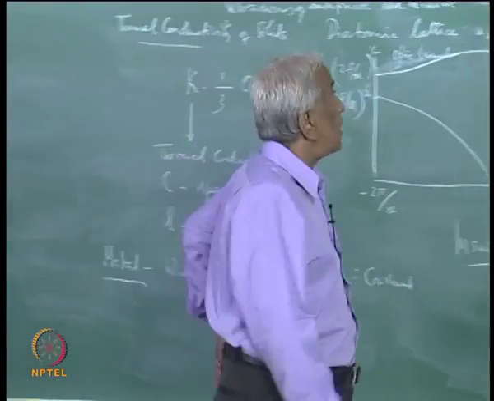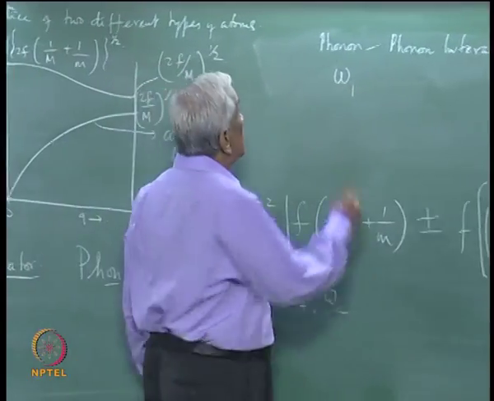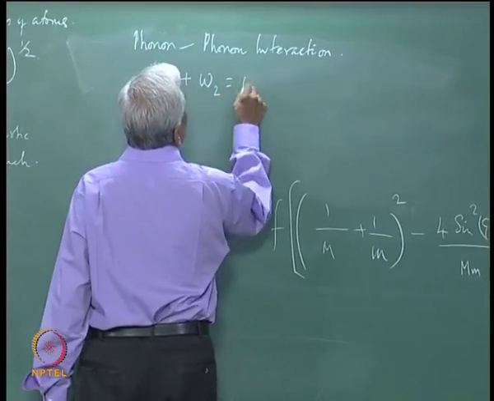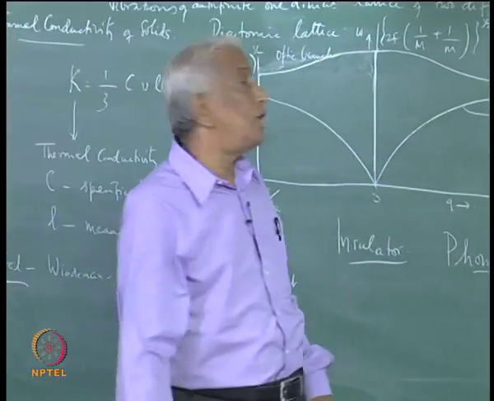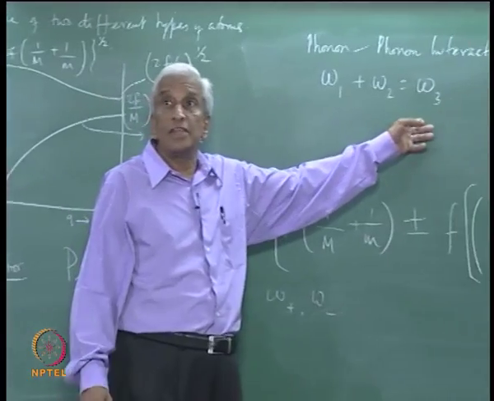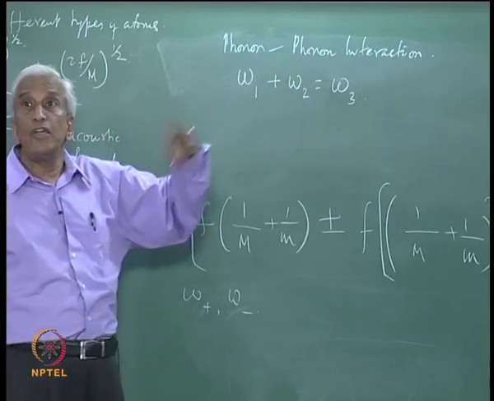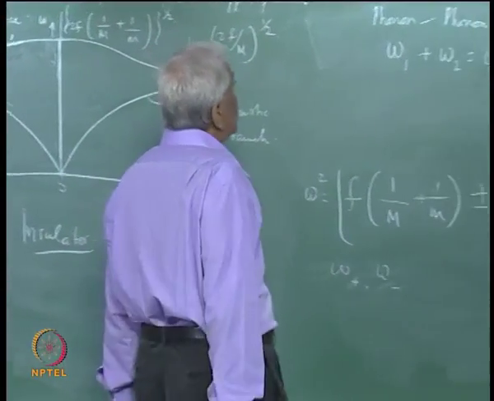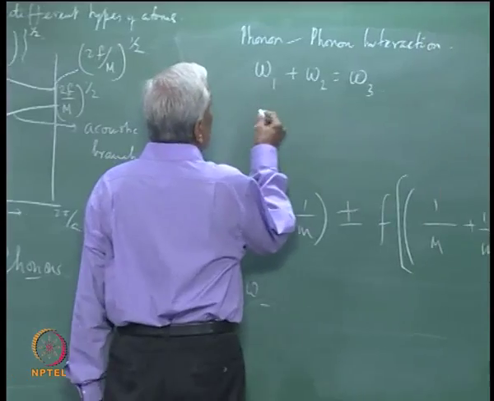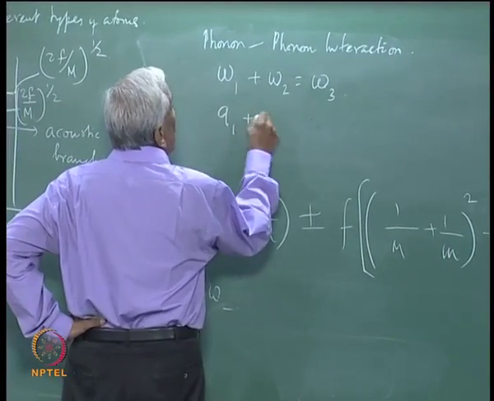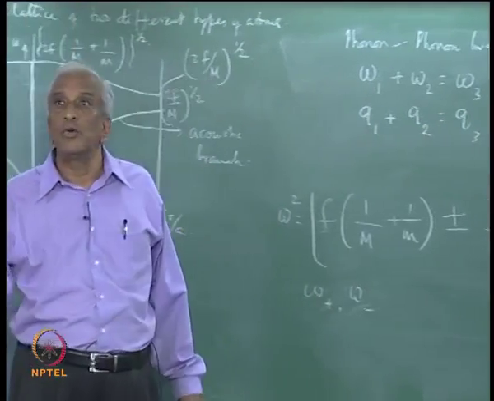So, the interaction is described by equations which conserve energy: omega 1 plus omega 2 equals omega 3. If you multiply them throughout by h cross, it becomes h cross omega 1 plus h cross omega 2 equal to h cross omega 3. This gives you the energies of two phonons of frequencies omega 1 and omega 2, resulting in a third phonon of angular frequency omega 3. There is also a conservation of momentum which is expressed by an equation of this kind, q1 plus q2 equal to q3.